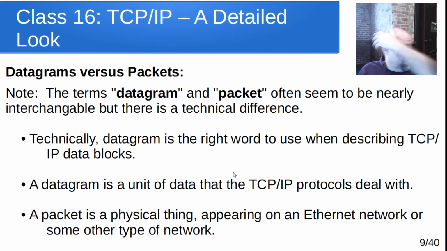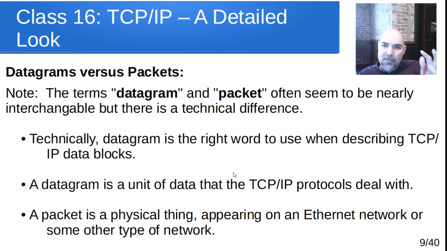All right, so speaking of datagrams versus packets, the technical difference between those, just so you have a visual for that here with a slide. The datagram is the right word to use when describing TCP/IP data blocks. In other words, if you're at the TCP or IP level, it's a datagram. So a datagram is a unit of data that TCP/IP deals with. A packet is a physical grouping of data that appears on an actual network. So you have an Ethernet packet, you have a TCP or IP datagram.